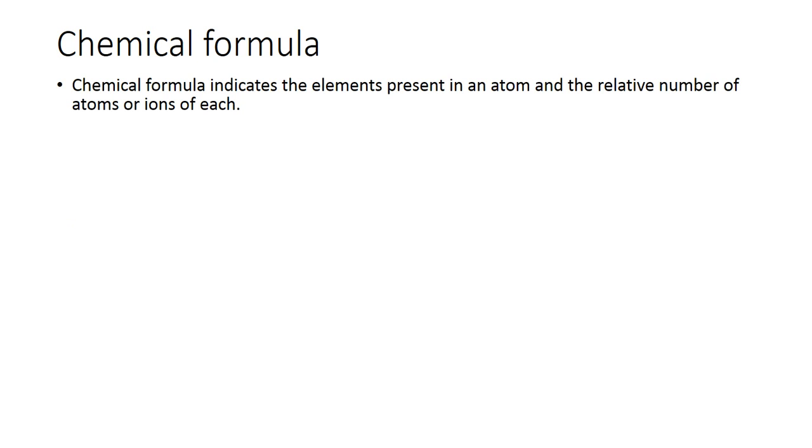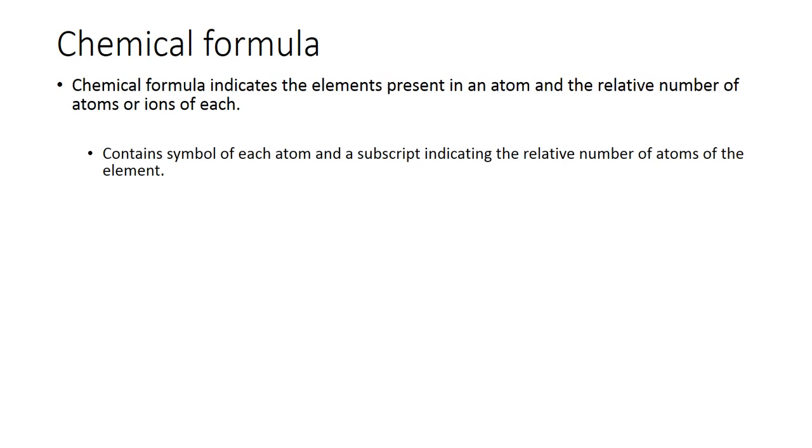Now let's finish with chemical formulas. The definition: a chemical formula indicates the elements present in a compound and the relative number of atoms or ions of each. So it contains a symbol or symbols of each atom and a subscript indicating the relative number of atoms of each element present in that formula.